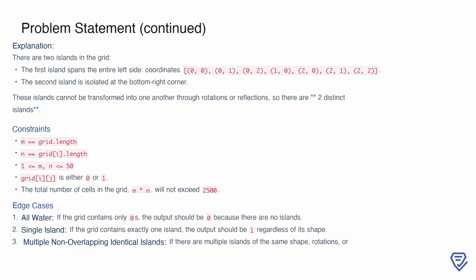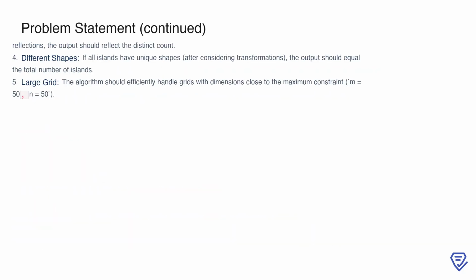Let's now review the constraints and edge cases for this problem. The grid dimensions are constrained such that m and n can range from 1 to 50, and the total number of cells, m*n, will not exceed 2500. Each cell in the grid is guaranteed to be either 0 or 1.